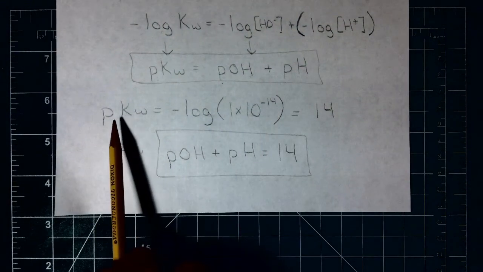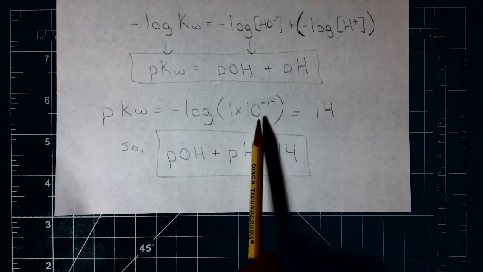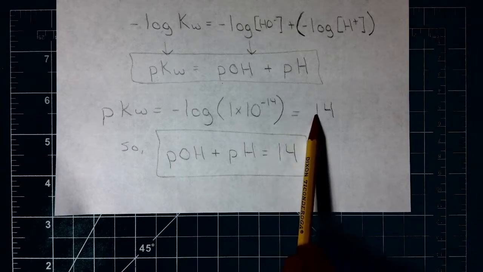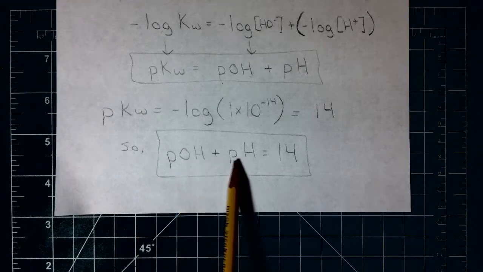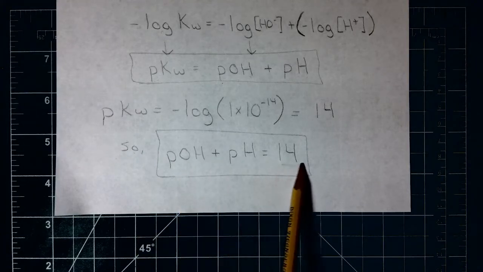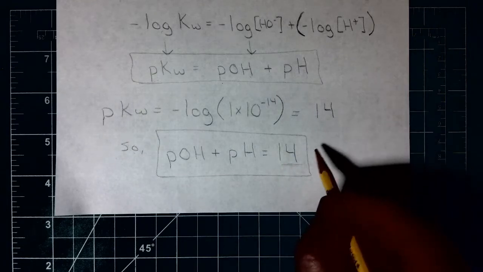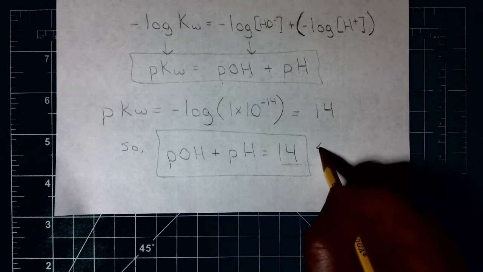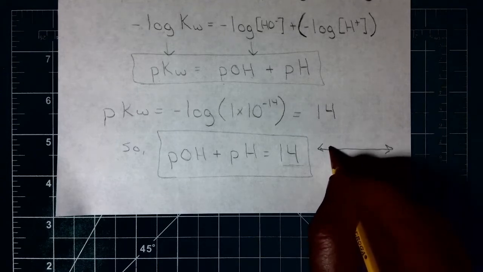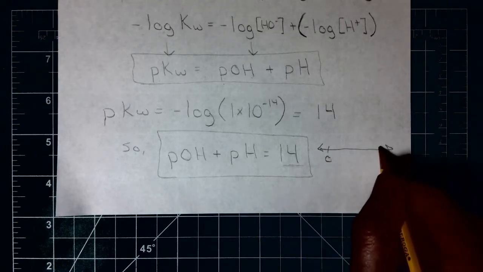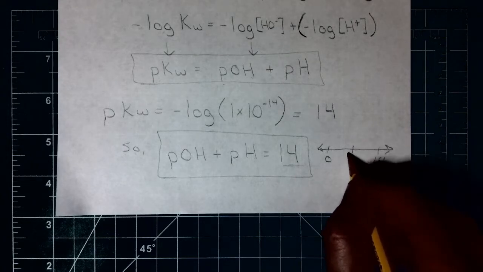And I work that out for us here. pKw is equal to the negative log of 1 times 10 to the negative 14, which is equal to 14. And so our conclusion is that pOH plus pH is equal to 14. And this value here is where we get this kind of misnomer that the pH scale is going to run between 0 and 14, with 7 being a neutral solution.